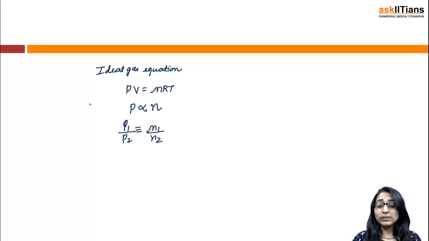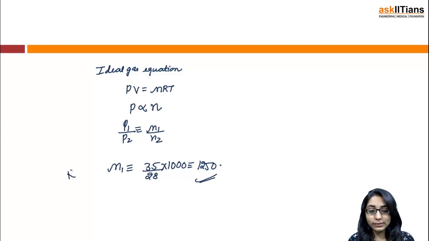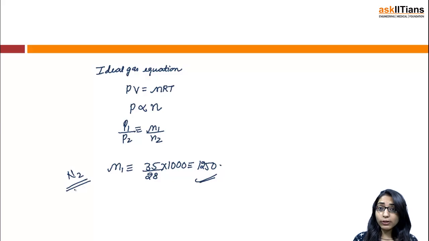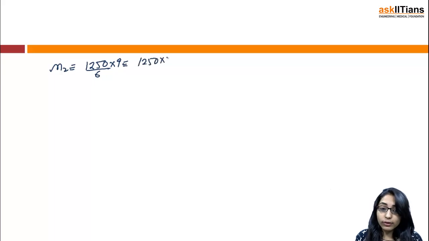Now, if I ask you to substitute the values, I can say that N1 is nothing but 35 divided by 28 into 1000, which comes out to be 1250. So this is how I have obtained the number of moles of one particular gas, nitrogen. Now if I follow the same thing with respect to the total, I can write N2 is nothing but 1250 over 6 into 9, which comes out to be 1250 into 3 by 2. So I can reduce this expression and it becomes 1875.